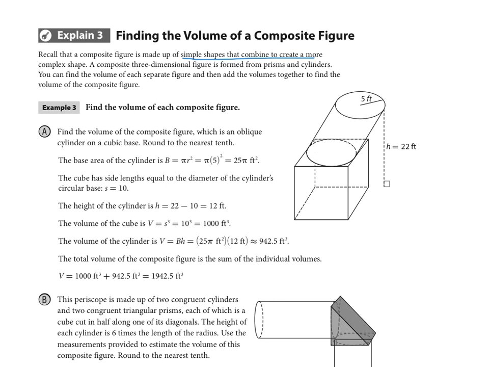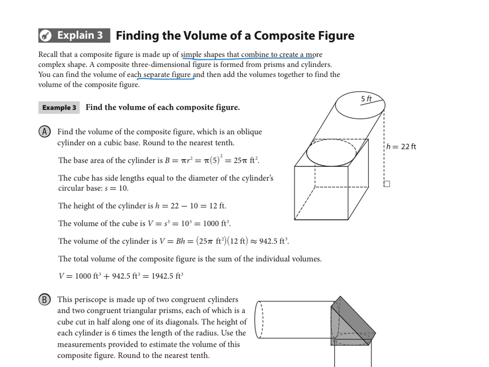Basically, we're going to find the volume of each separate figure and then add the volumes together, in this case for part A, to find the volume of the composite figure. Most of the time you're going to add the volumes together in these examples. We're also going to do, in the reflect on the next page, a drilling out or hollowing out type of thing, and that strategy is a little different. But first, example 3. Find the volume of the composite figure, which is an oblique cylinder on a cubic base, and we're going to round that to the nearest tenth.